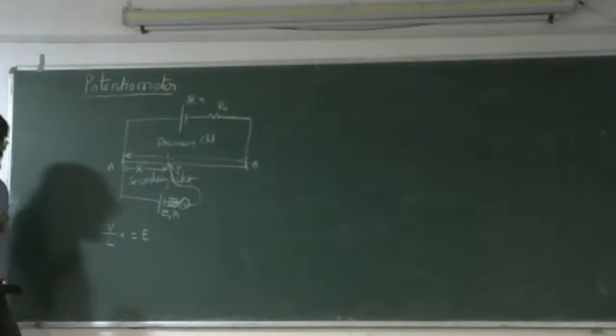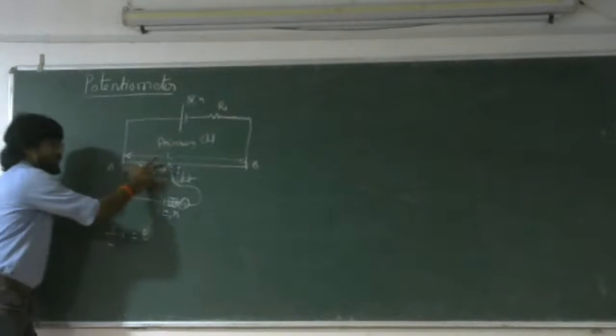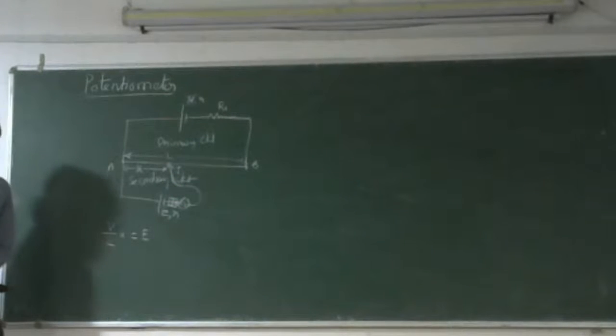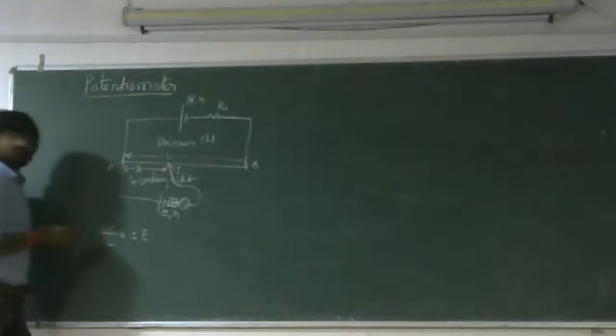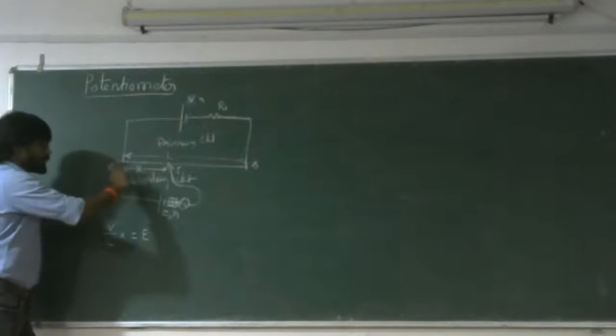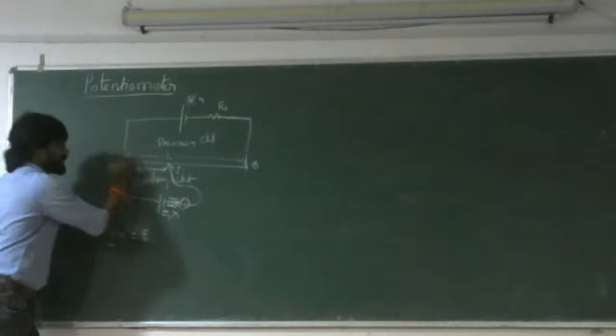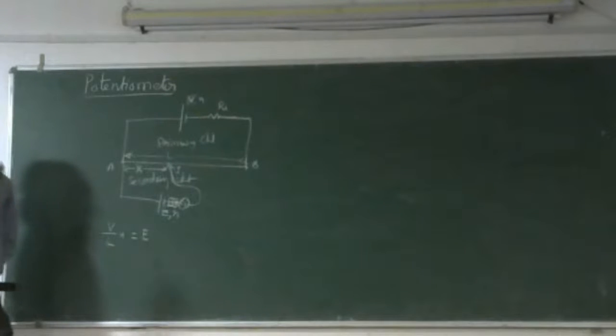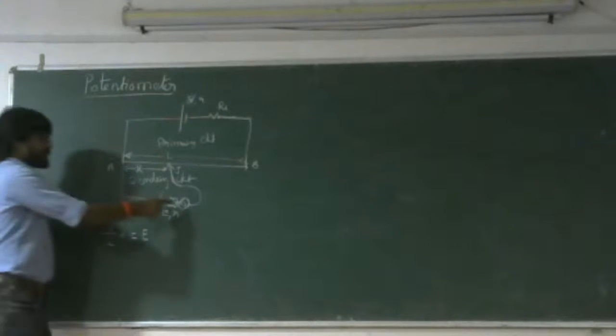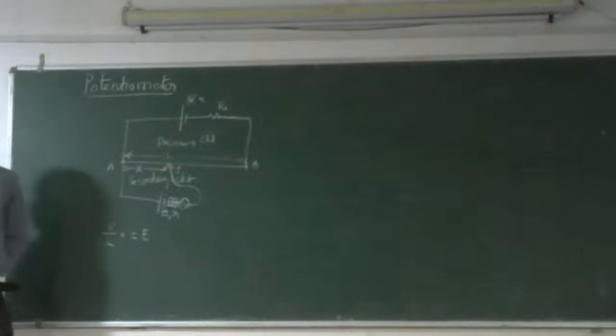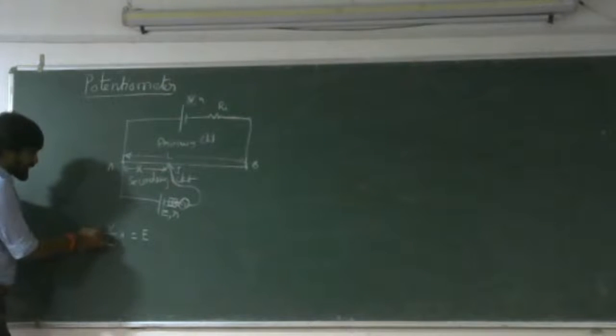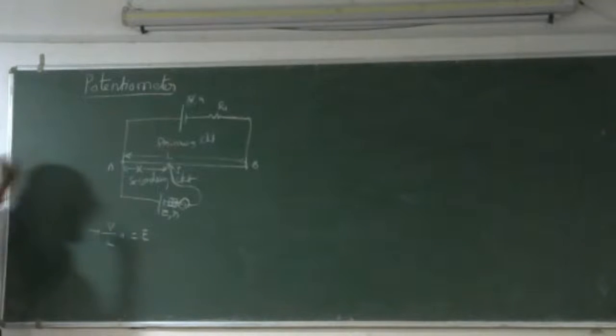The principle of potentiometer says that the potential drop across any part of the wire is proportional to the length of that wire when a constant current passes through that wire. Because of this resistance arrangement and sliding the jockey, when the resistance condition is reached, the current becomes zero and it will not give any deflection. Under that condition, V by L into X is equal to E.